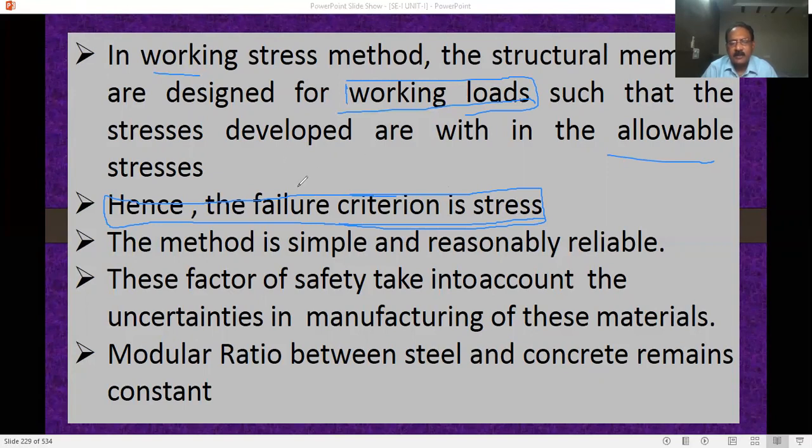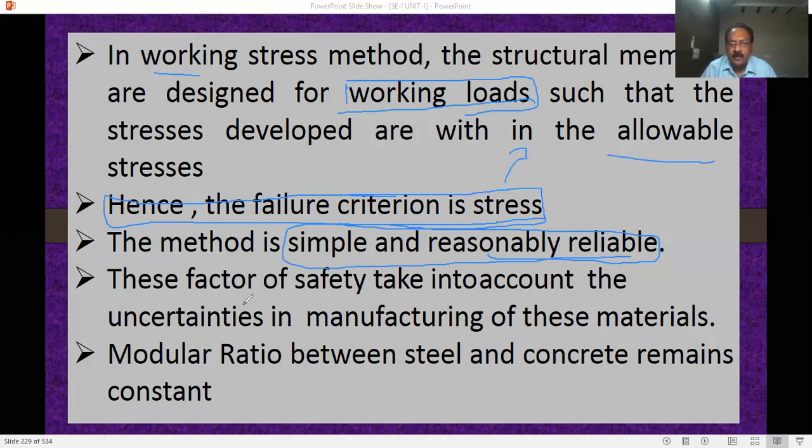So why is the failure criterion stress in the working stress method? Because here we are designing for working load, but the stresses undergo a partial safety factor. We will see that they are within allowable stresses. So here stresses are dominating. That's why the failure criterion is stress. This method is very simple, reasonable, and reliable. But some will not consider it. Here, if you see, this is a very simple method in design and reasonably reliable.